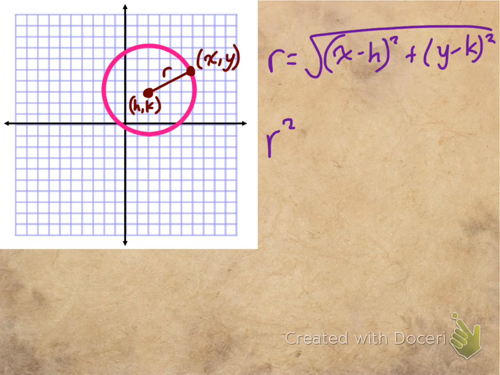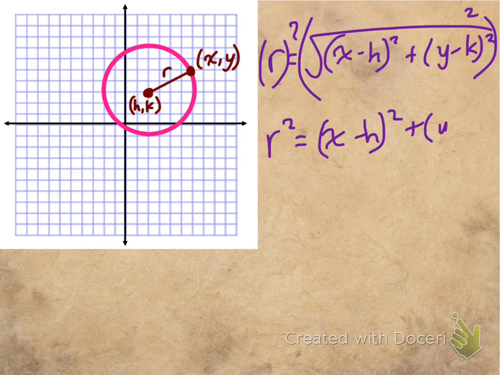So we'd end up with r squared equals, when you square a radical, it basically cancels it out, because we just squared both sides, and you end up with (x - h)² + (y - k)². So again, this part here is just the distance formula, and we just used that to come up with this. That equation right there is called the standard equation of a circle.